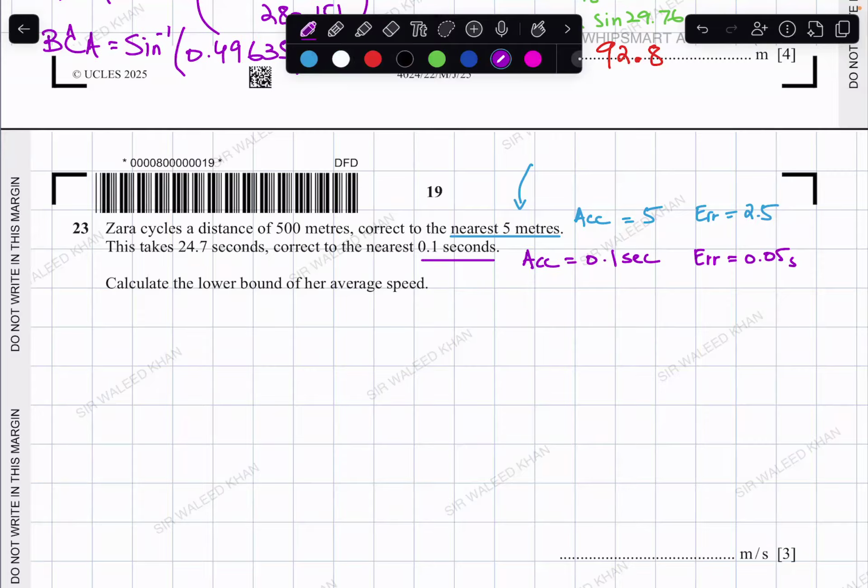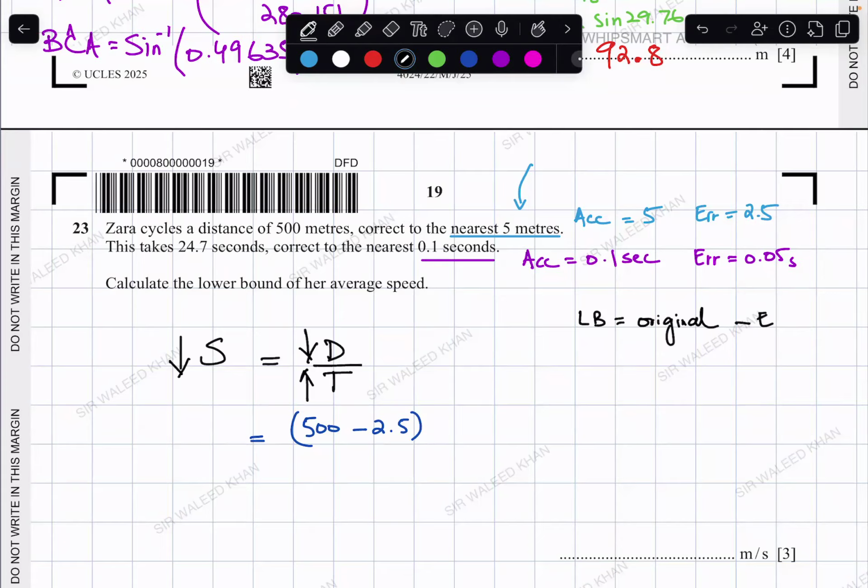Now they are saying calculate the lower bound of her average speed. The speed is distance over time. If we need the lower bound, the lowest possible value of speed, for that the numerator should be of lower bound and the denominator should be of higher bound, okay, to get the lowest possible value. So this will be the lower bound of distance. So 500 minus the error.